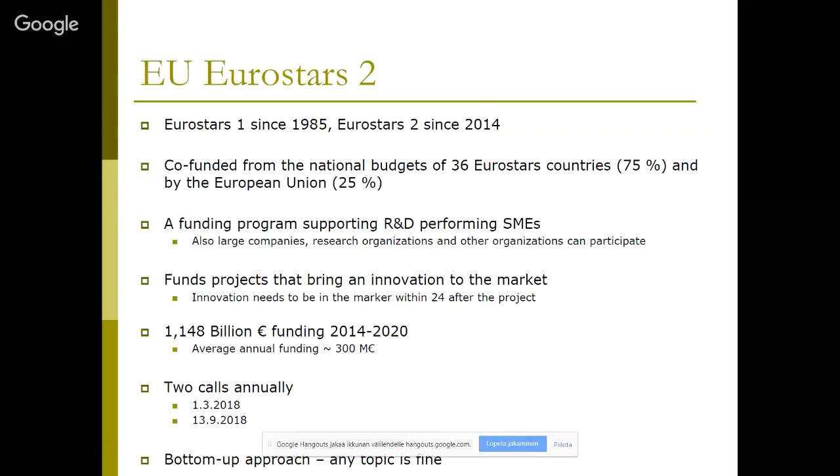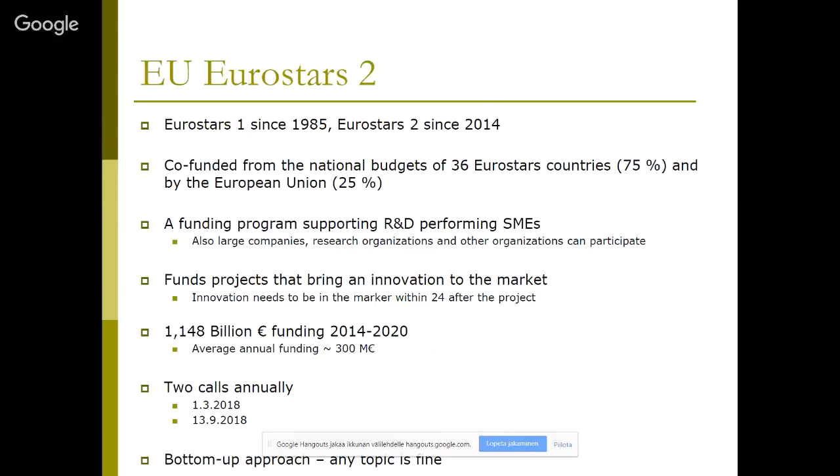So Eurostars is a program mainly for SMEs, but depending on the country, large companies, research organizations, and other organizations such as associations can participate. Eurostars is a project for technology development, not research. It means that the product or service which will be developed under this project will need to be in the market 2 years after the termination of the project.